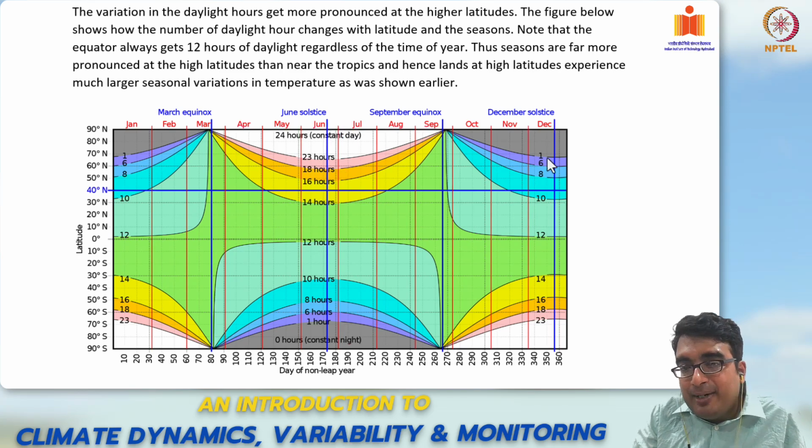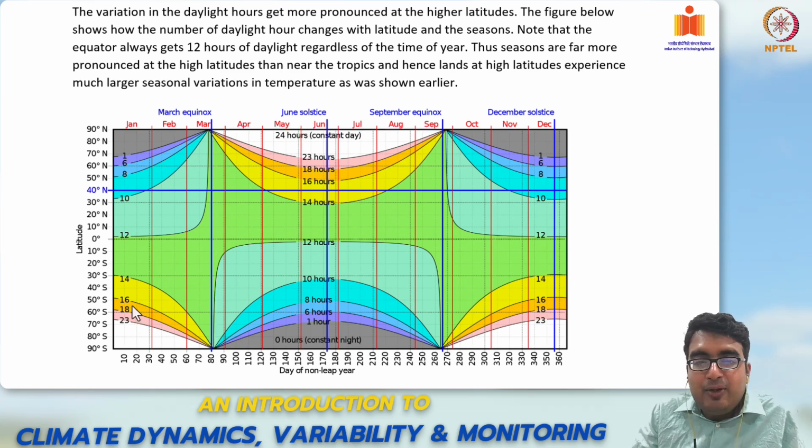If you see the December solstice, which is here, it's exactly reversed. So this is 24 hours, 23 hours, 16 hours of daylight, 12 hours of daylight at the equator, then goes down at the northern hemisphere. Okay. So you can see in between you have the September equinox and the March equinox, where throughout the entire region you are getting 12 hours of daylight and 12 hours of night. So the green line is extending throughout.